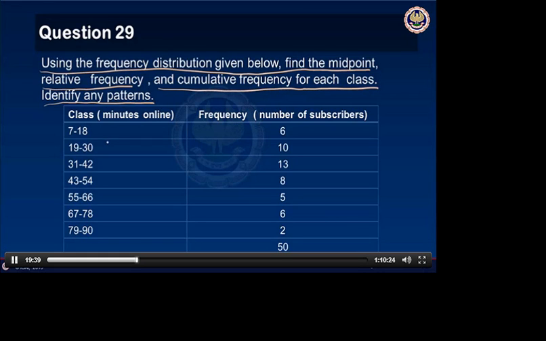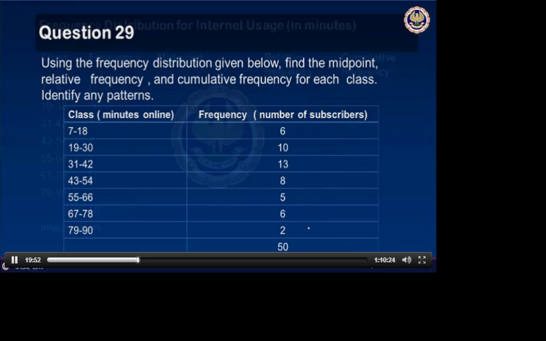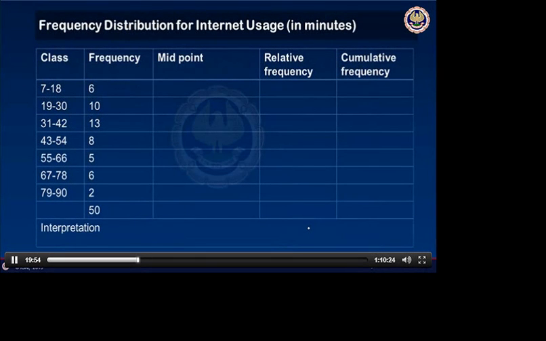So the data is same for the last question which we did. So class intervals are between 7 to 18, 19, all this data is there, and number of subscribers which we picked up from the same information which we just calculated in our last question. So let's now solve this. Frequency, we will make this table. So we have between 7 to 18, this is the frequency.